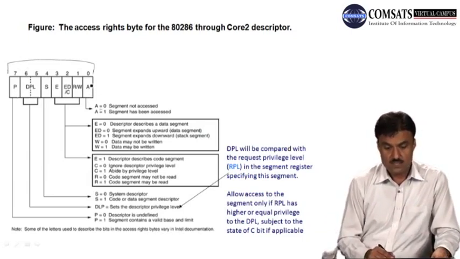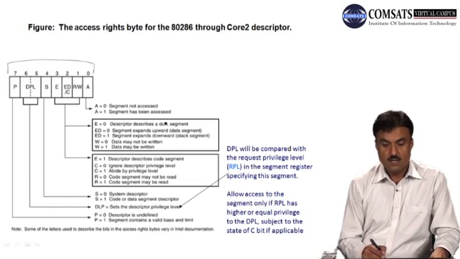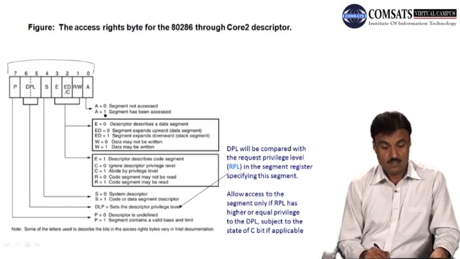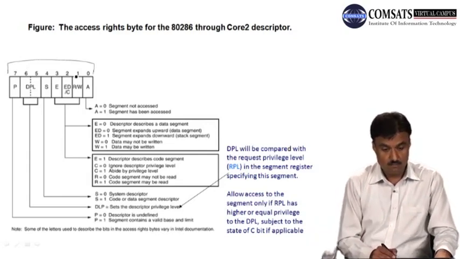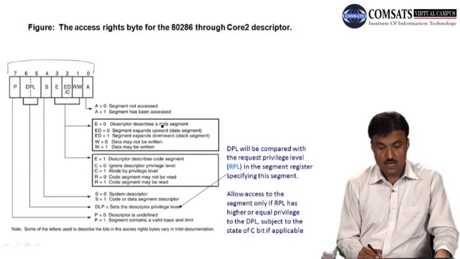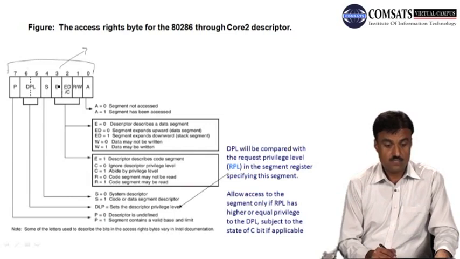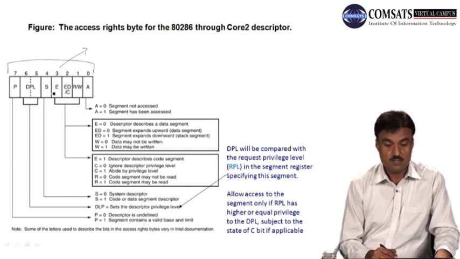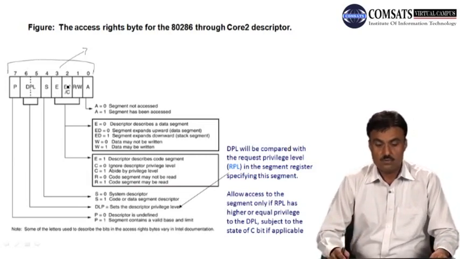So if this bit of the access rights byte is zero, it means the segment has not been accessed. But if this bit is one, it means the segment has been accessed. Similarly, these three bits, 1, 2, and 3. If E is equal to zero, or this fourth bit is zero, it means the descriptor describes a data segment. Otherwise, if it is one, the descriptor describes a code segment.